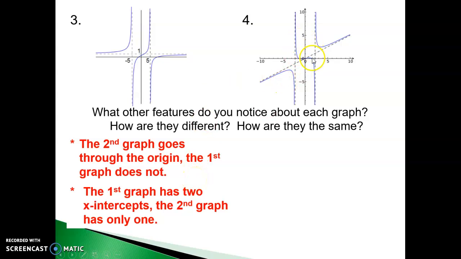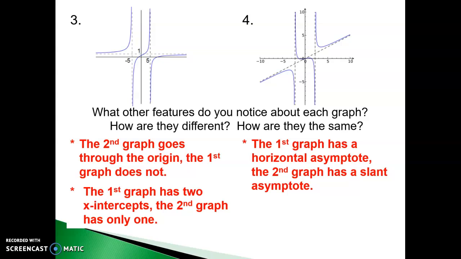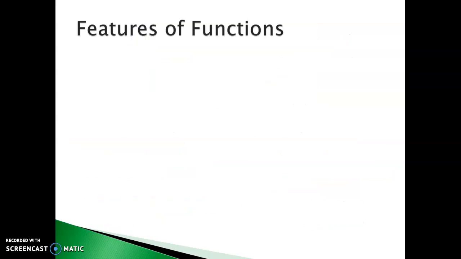Unless maybe this dips above and dips below, we can't quite see that with the way it's graphed right now. So the first graph has a horizontal asymptote, and the second graph has what we call the slant asymptote that we learned about in Algebra 2 and possibly in math analysis if you took it. And then each graph has 2 vertical asymptotes.